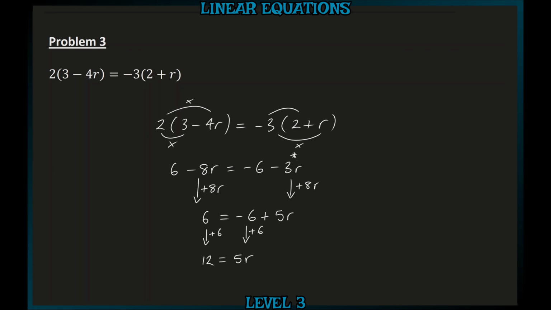Finally, we'd like to remove the 5 from in front of the r, and since that's multiplying r by 5, we use its inverse, which is to divide by 5. And we do exactly the same on the left-hand side. So on the right, the times 5 and the divide by 5 cancel out, which just leaves us with r, and on the left, 12 divided by 5 can just be written as 12 over 5. So r equals 12 over 5 is our final answer to problem 3.